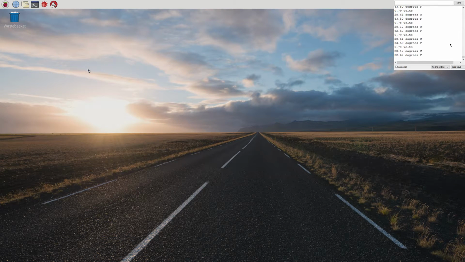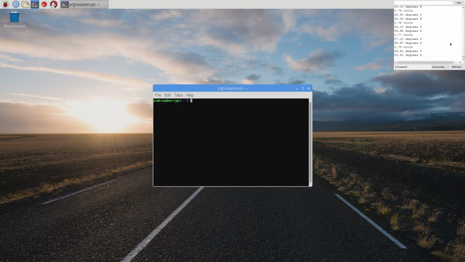Okay, but now as you can see, we're on Raspbian, and go into the command line. Back online. Okay. So we're going to run the same benchmarks on Raspbian.